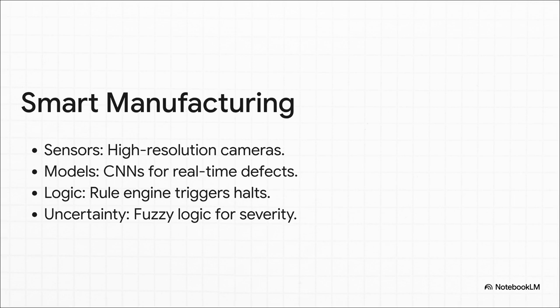Then, it seamlessly applies fuzzy logic to smoothly determine just how severe that defect actually is. And finally, it relies on a rigid traditional rule engine to instantly halt those massive production machines if a critical issue is detected. It is the absolute perfect blend of modern AI vision and traditional industrial safety logic.